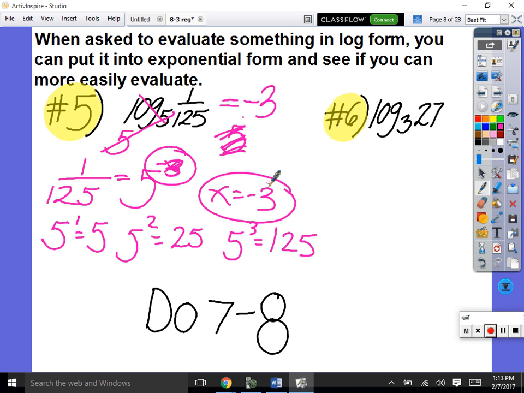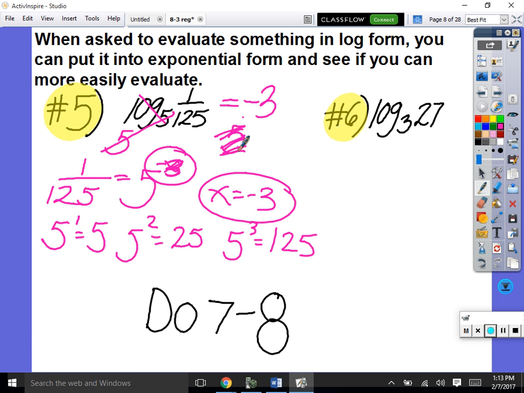But they asked, what's log to the base 5 of 1 over 125? We said it was negative 3. Do you get what I'm saying? Yep, because we got x equals negative 3. So it's just negative 3. So do you see how taking a log and writing it as an exponential can help us simplify it? Okay, let's do another one.